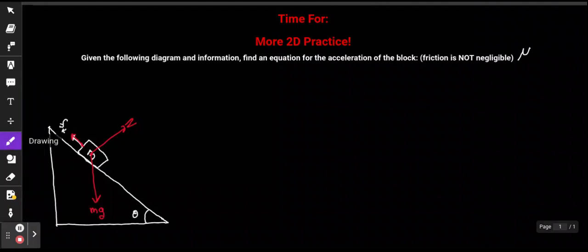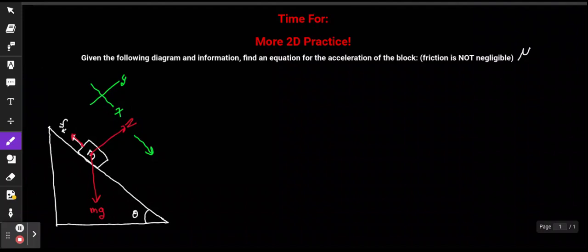So we have to choose where we want to make our x and y direction. For me, in this type of problem, I want to make my y and x direction in this form. So let me draw that a little better. I want my x to be parallel to the surface, and I want my y to be perpendicular to the surface of the plane. So not of Earth, but of the plane.